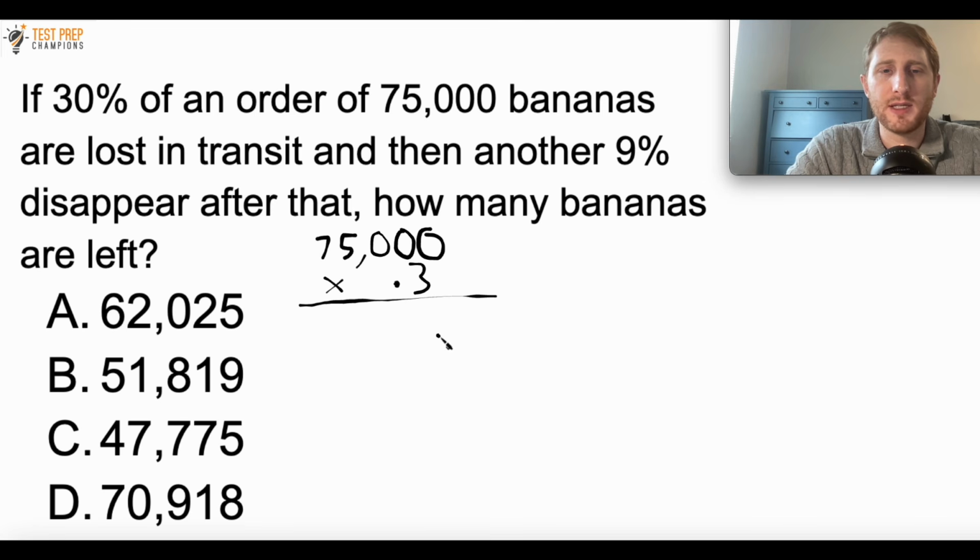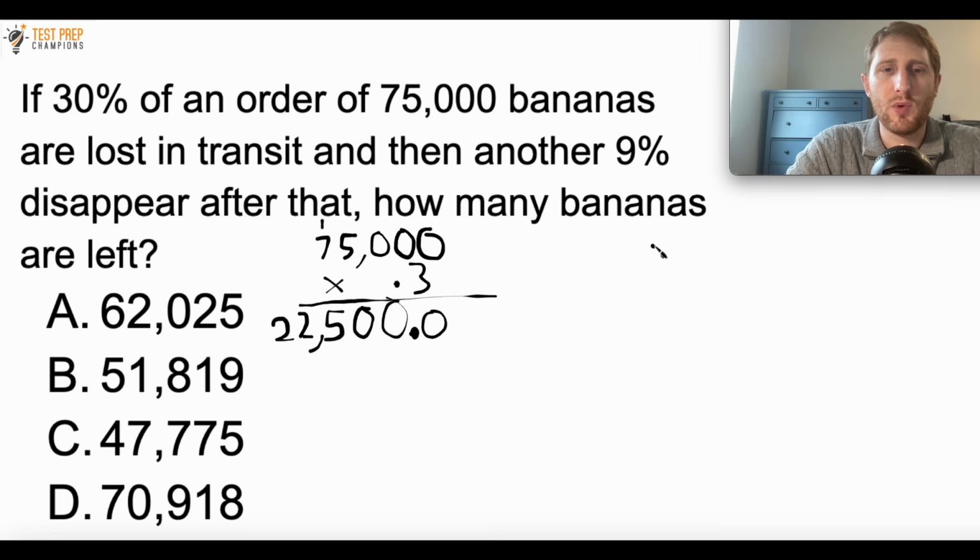So if I do 3 times 0, that's 0, 3 times 0 is 0, and 3 times 0 is also 0. 3 times 5 is 15, so I put the 5 down here, put the 1 up here. 3 times 7 is 21, plus another one is 22. So now I see that I've got one digit to the right of my decimal, so I'm going to put the decimal point right here. So I've got 22,500. So 22,500 is 30% of 75,000.